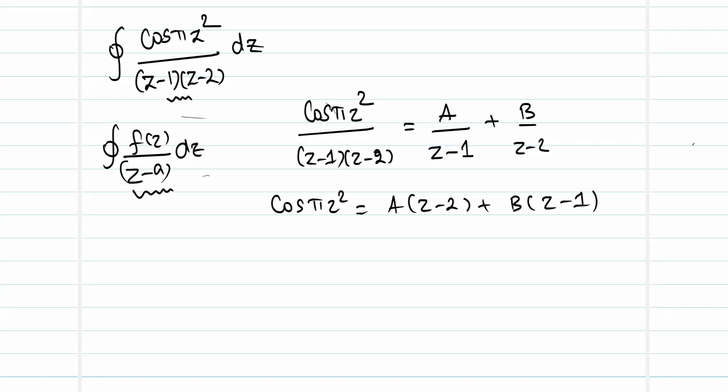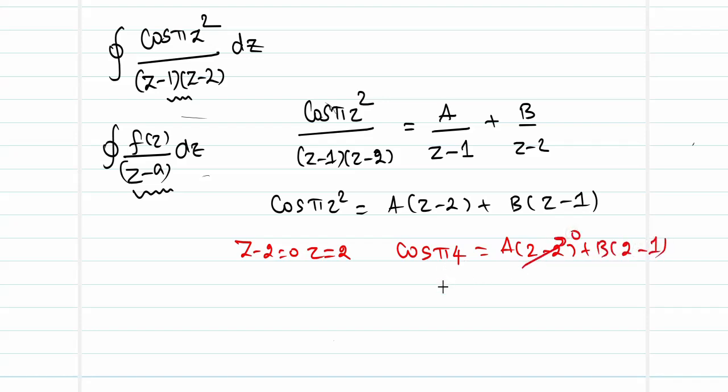How to get the values of A and B? Just equate the factors to 0. So z − 2 is equal to 0, z is equal to 2. When I substitute z as 2, I will have cos(π·2²), which makes it cos 4π, equal to A times (2 − 2) plus B times (2 − 1). 2 − 2 makes it 0. Cos 4π, an even number of π, cos is 1. So 2 − 1 is 1, so it is 1 times B. So that gives me B as 1. So I have got my value of B.